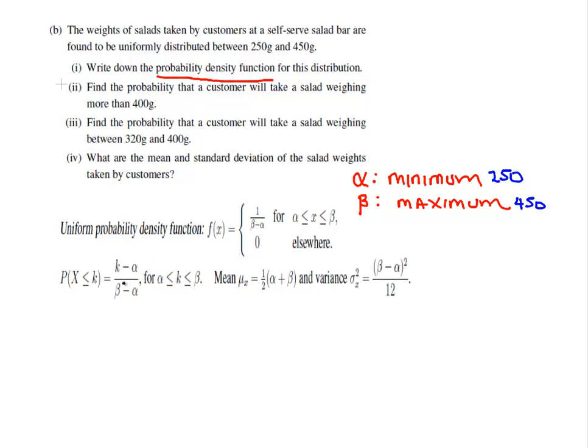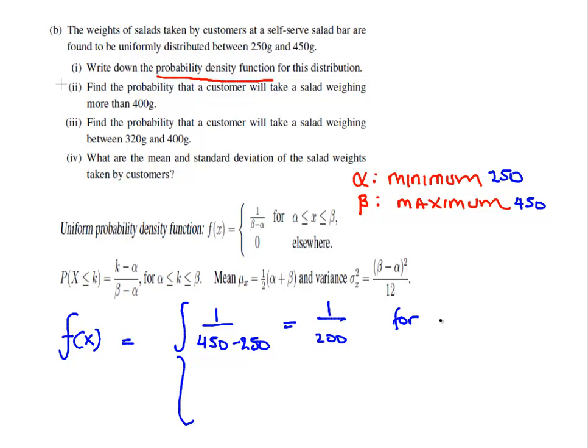So what we're going to do is write this top line out again. For the uniform probability density function for this particular example with the salad bar, we would write f of x equals 1 over 450 minus 250. We might rewrite that as 1 over 200 for x between alpha and beta, that is between 250 and 450, and it is 0 elsewhere.